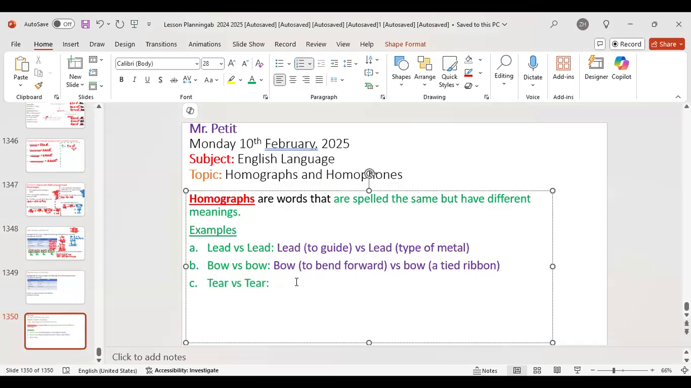Let me read the definition again. Homographs are words that are spelled the same but have different meanings. Oh, apparently they can sound alike. Okay. So I was wrong. They can sound alike once they have a different meaning. So lie and lie would work. And someone said, rip.